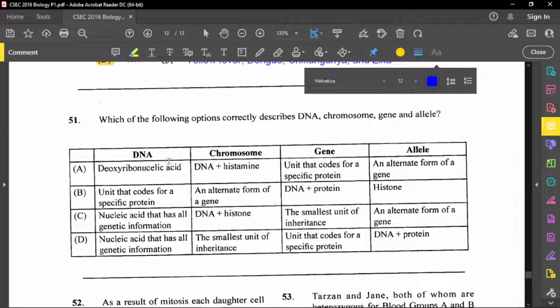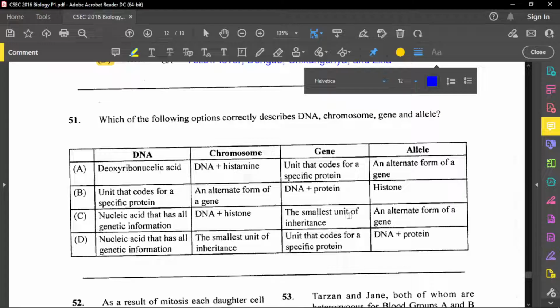All right, 51. Which of the following options correctly describe DNA, chromosomes, genes, and alleles? This is a repeated question again. A said deoxyribonucleic acid, which is DNA, is DNA plus histamine, which is not the correct answer, right? You look for histone, DNA plus histone. And so we must jump down to the answer right here, because this one is the answer.